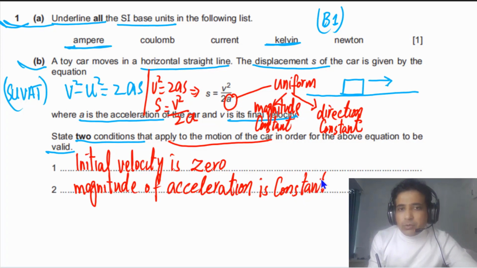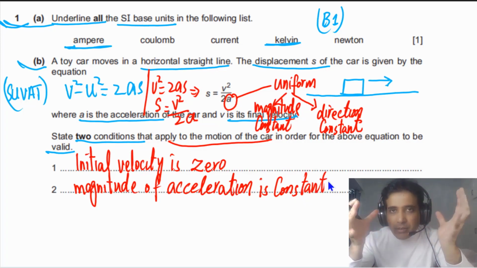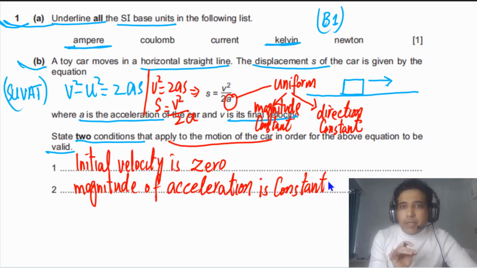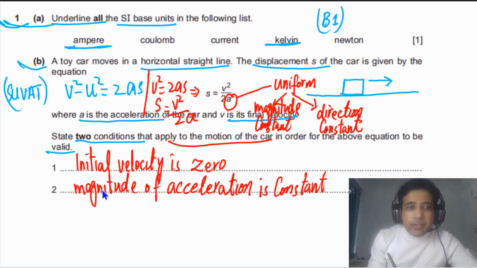So you need to understand the whole physics, not just part of that. If you adopt this kind of habit, always try to write the complete answer, the right physics, the whole physics, you will develop your understanding of physics in a proper way. So if the magnitude of acceleration of this car is constant and initial velocity is 0, then we can use this one. So we have to write these 2 points.